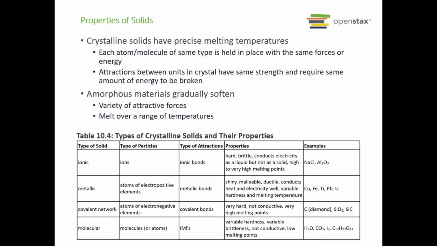Whereas amorphous materials are going to gradually soften over time because they have a variety of attractive forces since there's no pattern to them. So they end up having more of a melting range over a set of temperatures. Table 10.4 is from your book, and it looks at the types of crystalline solids and some of their properties, and just kind of brings everything together and summarizes it.